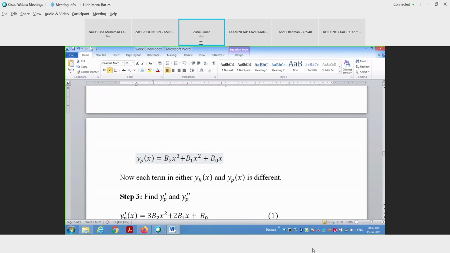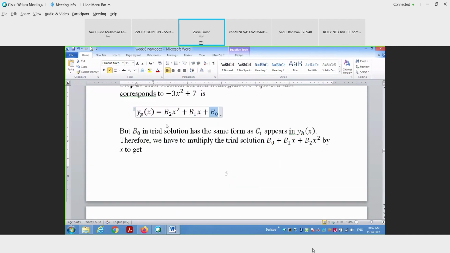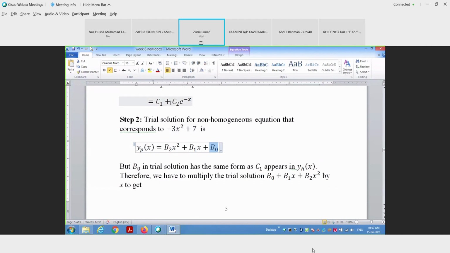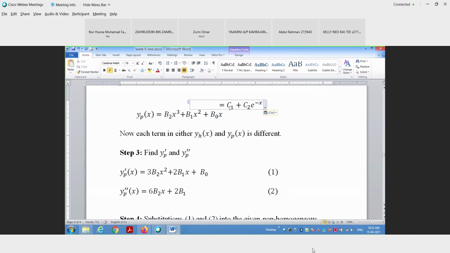And then we need to compare this with yh. Compare each term. So I bring yh here, so it's easier for us to compare. This is your yh. So compare this with this, everything now, they are not the same. So each term is not the same. So that is our final yp. You stop me anytime if you don't understand. So this will be our yp.